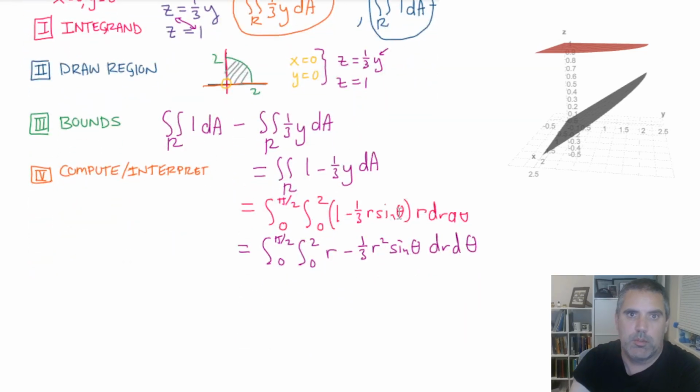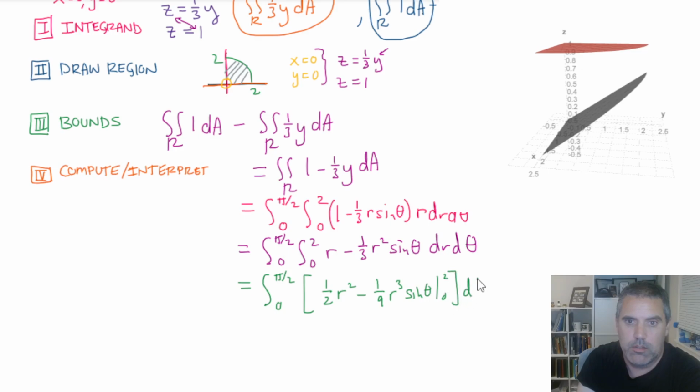Maybe I'll scroll this up a little bit. Let's get a different color. So now we're just switching to computation. But I hope we've answered that question. But let's go a little further here. 1/2 r squared minus 1/9 r cubed sine of theta. r goes from 0 to 2 d theta.